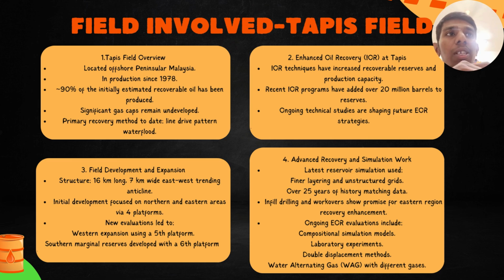And for the fourth part, advanced recovery and stimulation work. The latest reservoir simulation uses fine layering and unstructured grids. Based on the history matching data, they have done drilling and workover in the eastern region to achieve better enhancement of oil recovery. Their ongoing EOR evaluation includes compositional simulation models, laboratory experiments, the double displacement method, and the WAG method, which is currently in use at the Tapis field for better oil recovery with different types of gases.